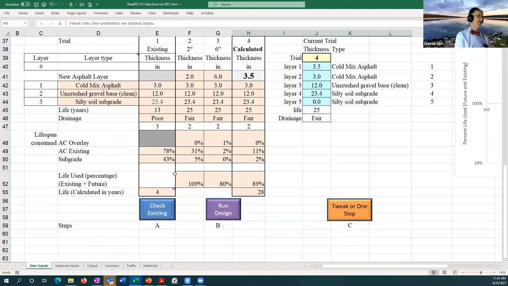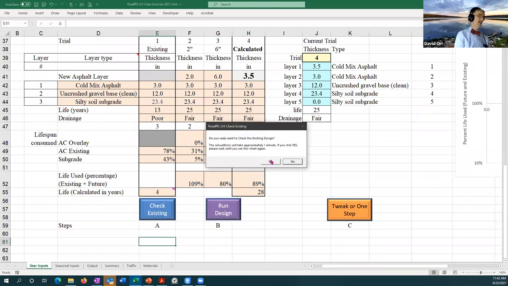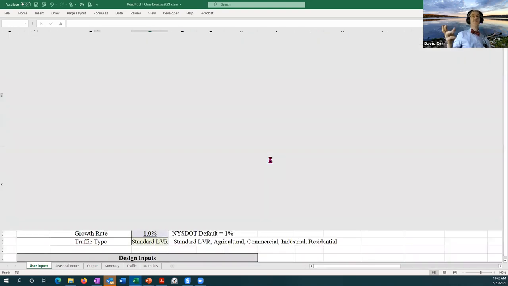The first thing you do is you check the existing. So I'm going to do that. I'm going to click on check existing. Okay. And I hit the button. And it says, do you really want to check the existing design? The calculations will take approximately a minute. Okay. So I'm going to say yes. It depends on your computer.